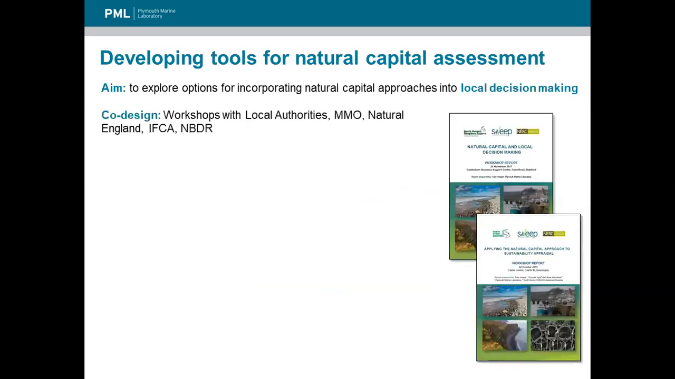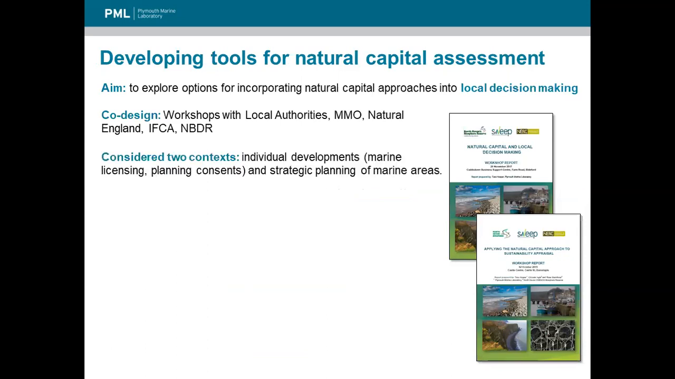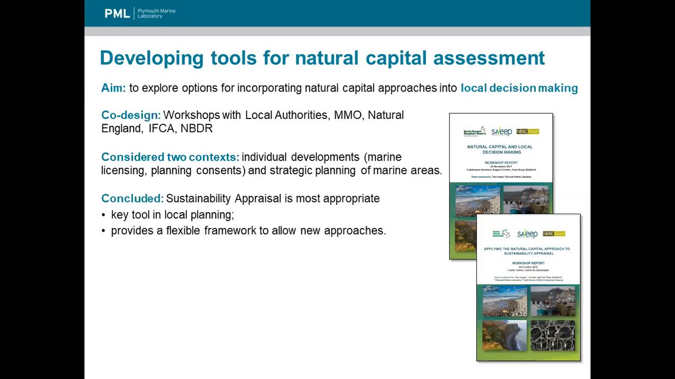So the way we went about setting up this project was we got together a group of stakeholders in a workshop to ask them, we said, we would like to help you use the natural capital approach in local decision making. What would you like us to do? And so we had a workshop with local authorities, the MMO, Natural England, the Inshore Fisheries and Conservation Authority, and the North Devon Biosphere Reserve. And we did that around two contexts. So we looked on the one hand at individual development, so the marine licensing and planning consents, and then on the other hand at strategic planning of marine areas.